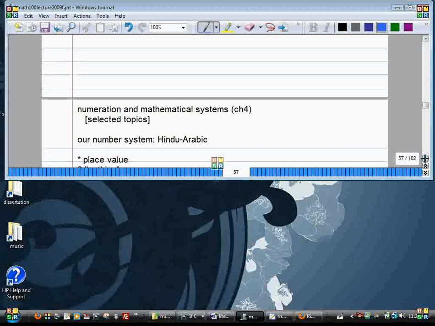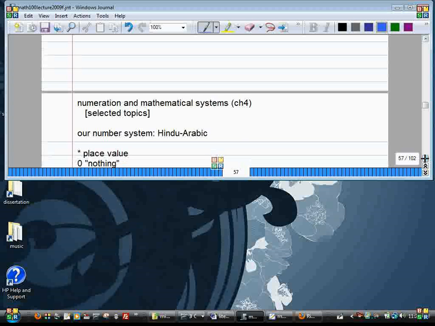What else do we have? We have the number 0. The number 0 did not exist for a long time. For a long time, when people thought about numbers and counting, they only knew how to start at 1. And coming up with a symbol for nothing was actually a very big intellectual development in mathematics. It happened a long time ago, but it happened long after people had been counting for quite some time.